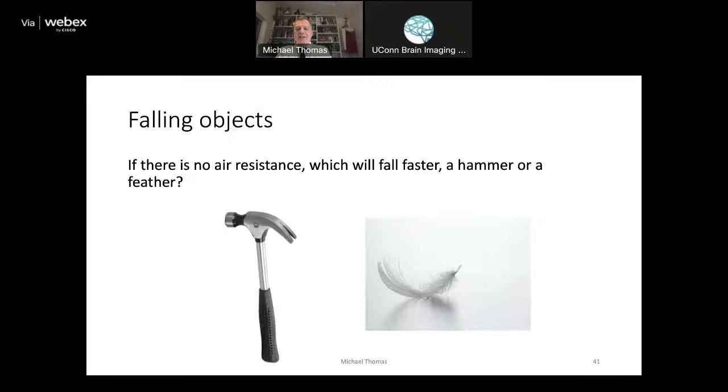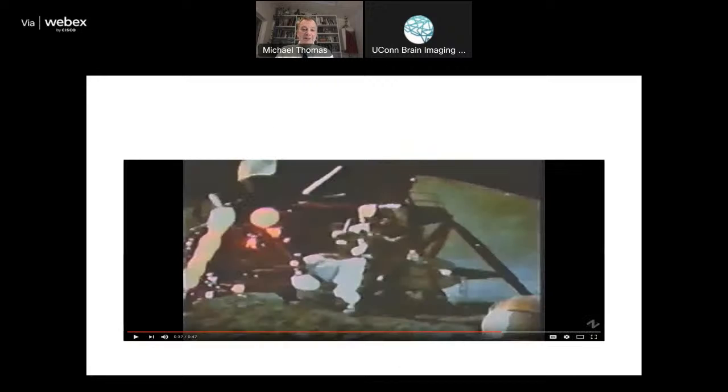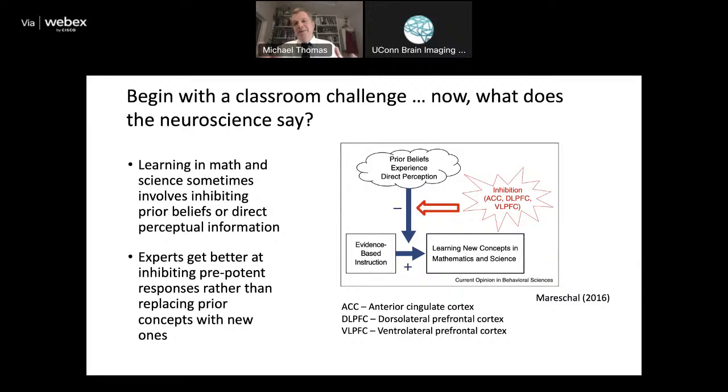And falling objects, again, you guys are highly educated. You know that if there's no air resistance, the feather and the hammer fall at the same speed. Although probably you've never seen this, you just learned it from science. If you go on YouTube, you can actually see an Apollo astronaut dropping a feather and a hammer. And yes, they do actually land at the same time. So all of that is a classroom challenge: children struggle to learn counterintuitive concepts.